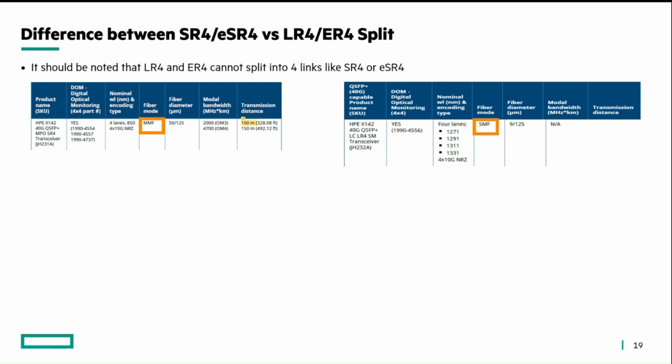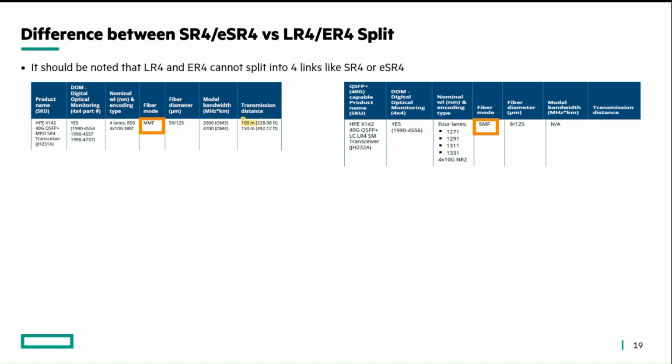In this session, we are also going to talk about certain frequent queries that we get confused about, such as this one. What is the difference between SR4, ESR4 versus LR4 or ER4? When you see SR4, the very common prediction is that because the 4 is mentioned, it can be split into 4 different links of lower speed variants. But that's not really true.